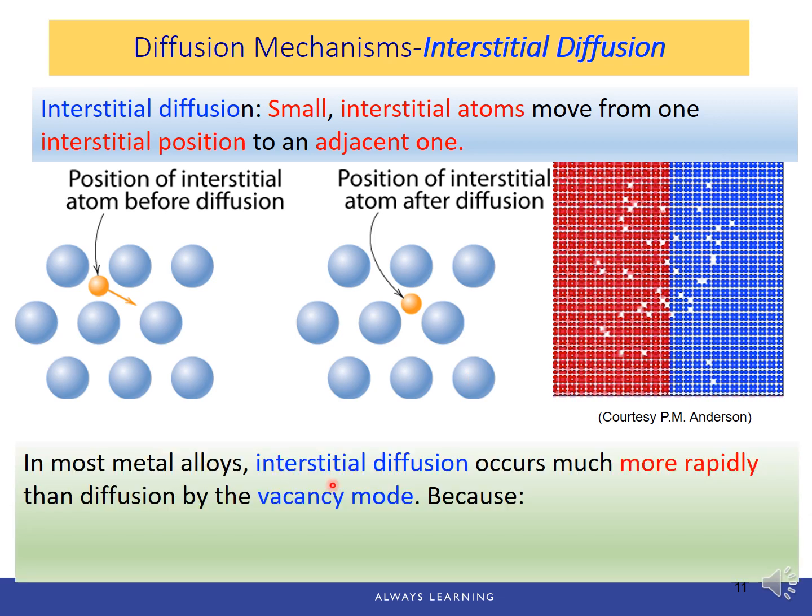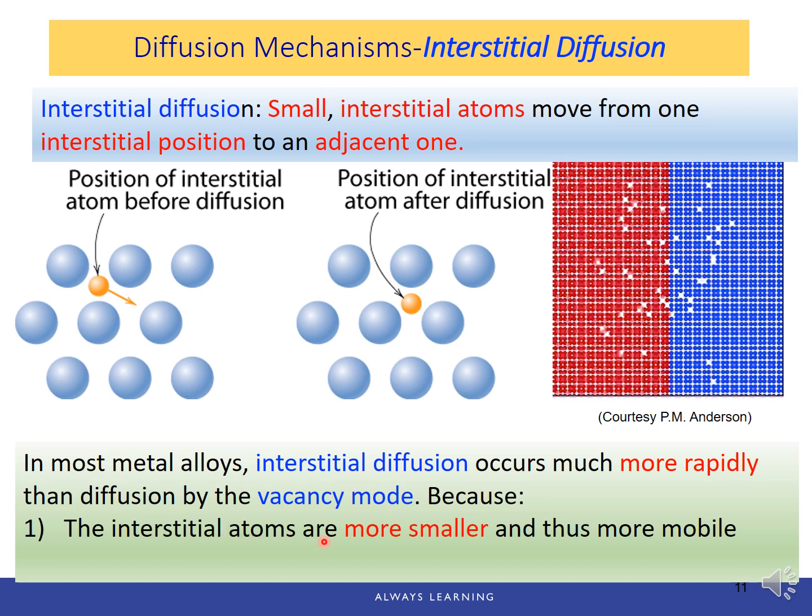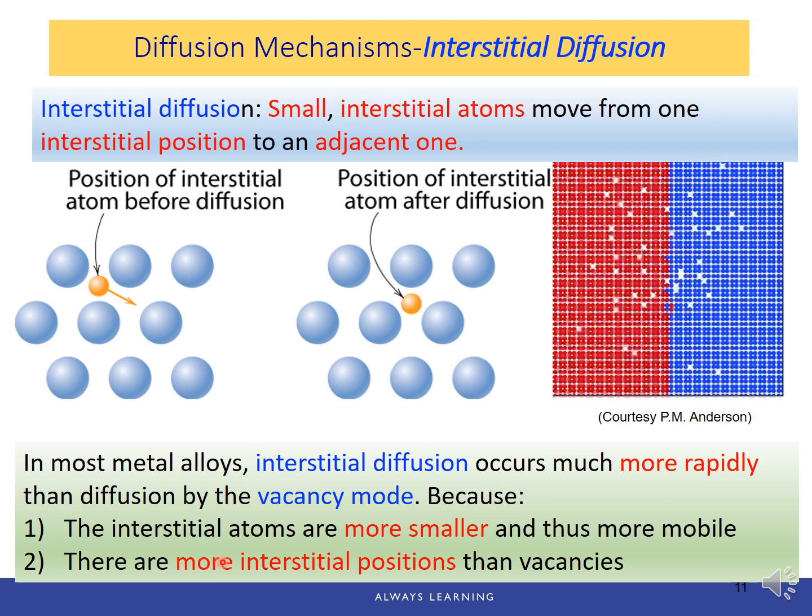Typically, interstitial diffusion occurs much more rapidly than diffusion by the vacancy mode because, one, the interstitial atoms are smaller than the atoms, and thus more mobile. And two, there are more interstitial positions than vacancies present in the material. Thus, the probability of interstitial atomic movement is greater than for vacancy diffusion.